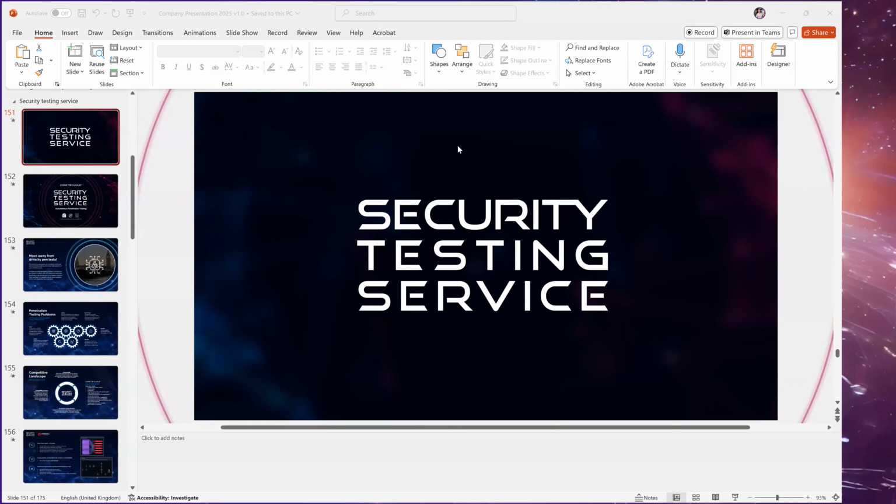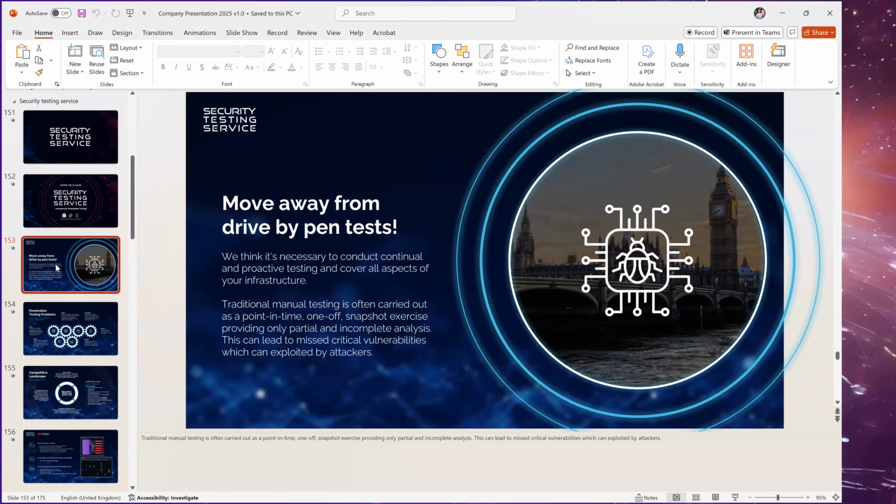So yeah, security testing service. What we also do at Core to Cloud. I'm very much involved with the pen testers here. It's really about, with a lot of our NHS trusts, moving away from that once a year. We call it a drive-by pen test. So we believe that it is necessary to do a continuous validation of your network throughout the year.